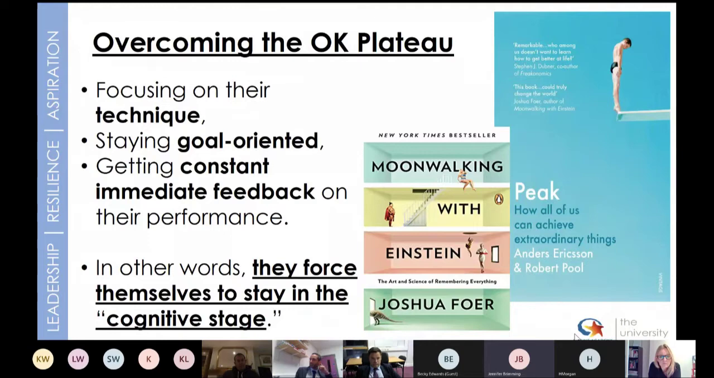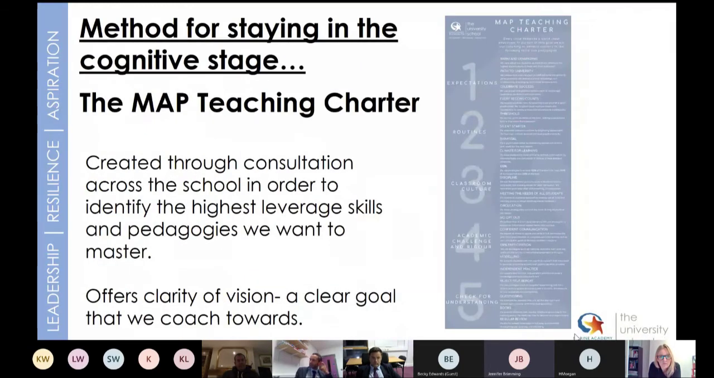Just like, I know you spoke about the Green's Law principles, we've come up with our own, what we call the teaching charter. It's informed by Rosenshine and by Teach Like a Champion. But we very much wanted it to come from within, and we identified as a staff the highest leverage skills and pedagogies that we want to become masters of. That charter offers a real clarity of vision, and that gives us something to coach towards. So our aim as a school is that every teacher will be a master of all of these skills and pedagogies, and we will coach people to get there.